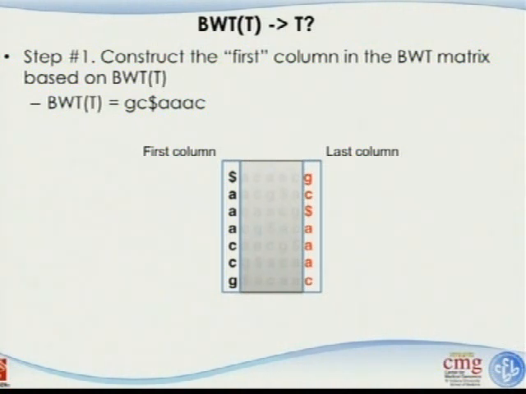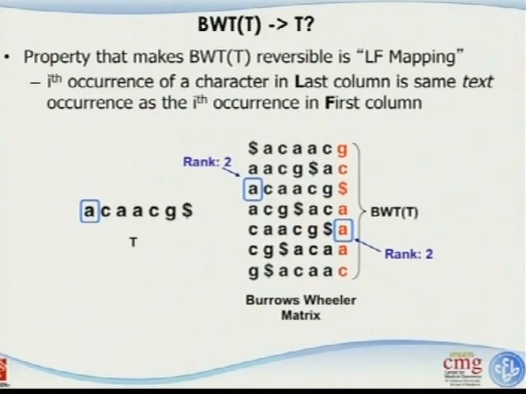Construct the first column in the BWT matrix based on the transformed one. So if your transformed one is GC$AAAC, all right? Since all the letters remain the same, you can really reconstruct the first column. It's pretty simple. Just resort all these letters. So it's dollar and AAAACCG. All right, that's it. And the next step is a property that makes this BWT reversible, called LF mapping. It's the last column, first column mapping.